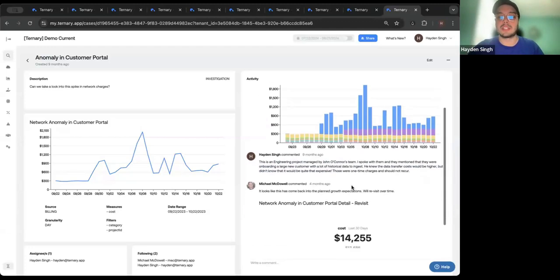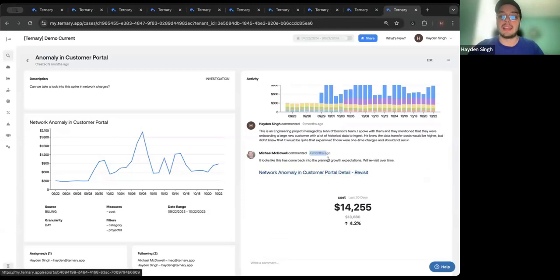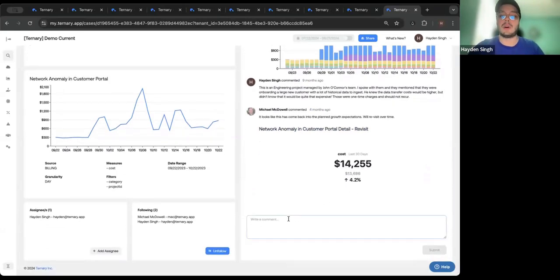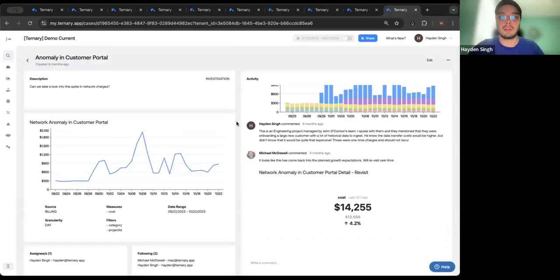And then when we went and revisited, we thought maybe it was just a one-time thing. But once we revisited it a few months later, we actually realized that we had another large spike in spend, but it was a planned growth expectation. So it's something we're going to want to monitor and keep track of over time. And then if I wanted to add a comment here, if I submitted this, both myself and Mike McDowell would both be alerted with any of those changes that were made, and we'd be able to drill into it and figure out exactly what's going on.